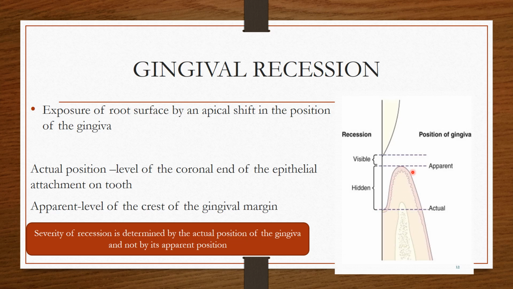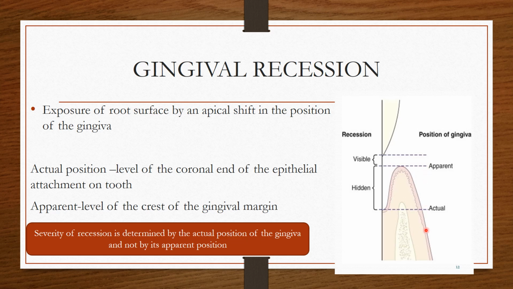Like that, there is apparent and actual position. Actual position will be the actual recession amount or actual attachment loss. That will be from the CJ to the base of the pocket. So this will be the addition of the visible plus hidden. That will be the actual. Apparent will be from the level of the crest of the gingival margin, from apparent to the base of the pocket.